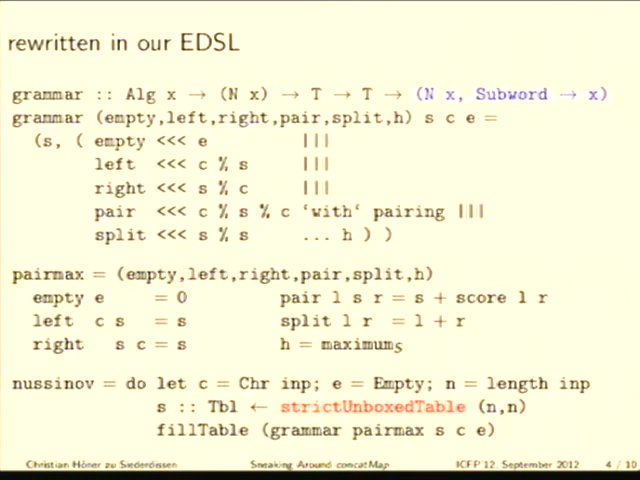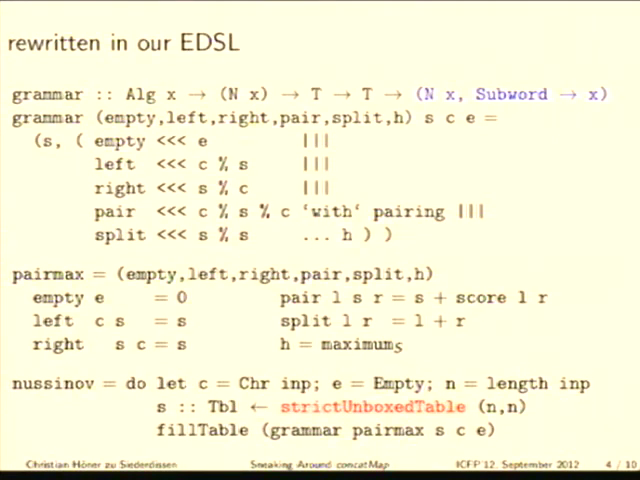The second part is just one of the evaluation algebras, which are quite simple. So if we start with empty, we don't get any score. With left and right, we just keep the previous score. With pair, we get the previous score and just score the two characters on the left and the right with some scoring function, probably +1. And if we split into independent subwords, we just add them up. And the objective function is just maximization.